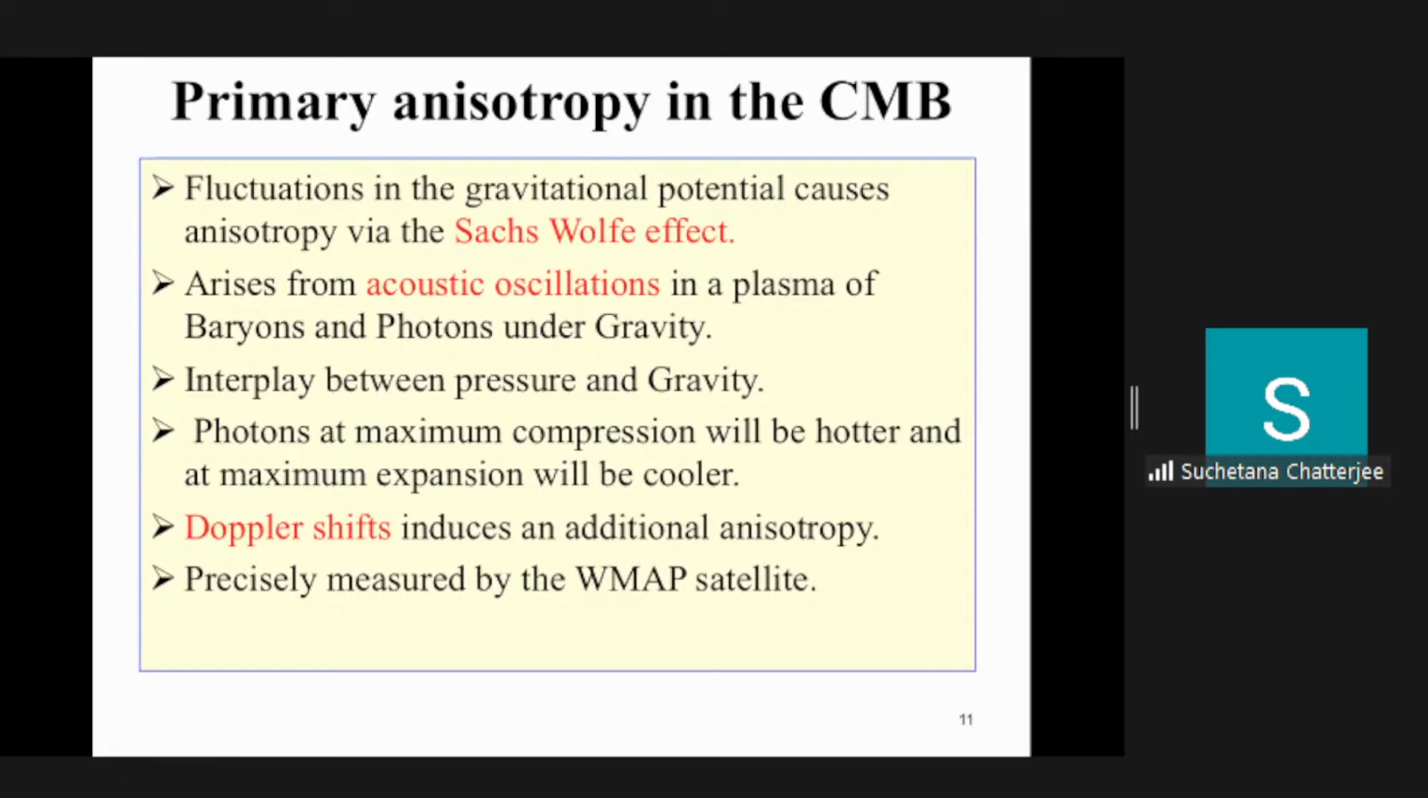This is beautiful physics, and that will incorporate additional temperature anisotropy in the microwave background photons. And then there is something called Doppler shift: if we're looking at the photons from our reference frame, if it's moving away from us, there will be a redshift. If it's moving toward us, there will be a blueshift in its energy or temperature. So this is the source of the primary anisotropy that happened in the early universe.